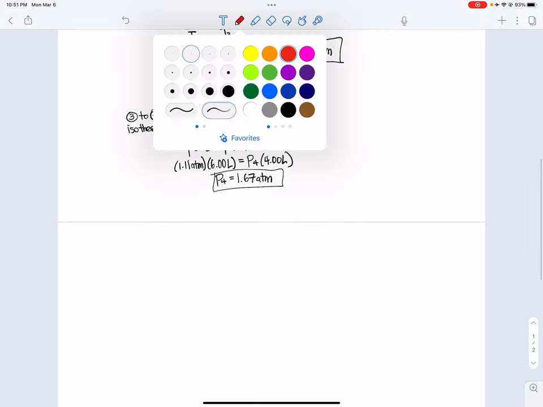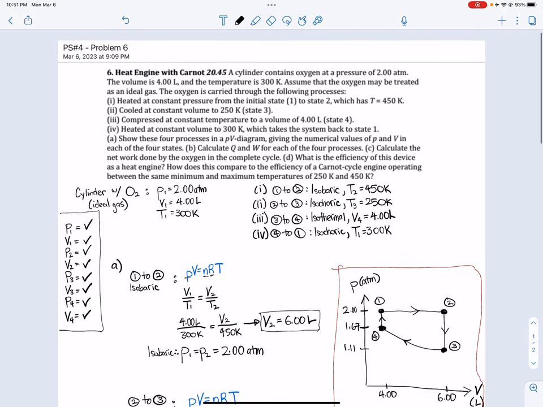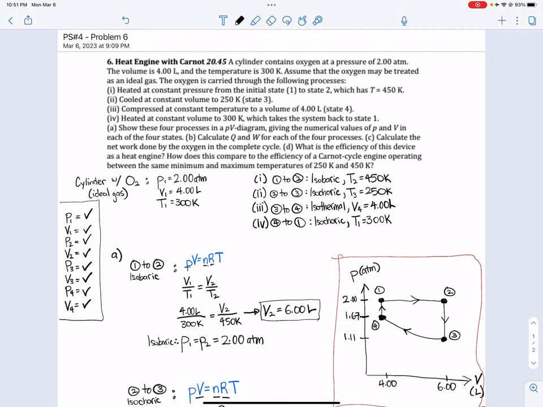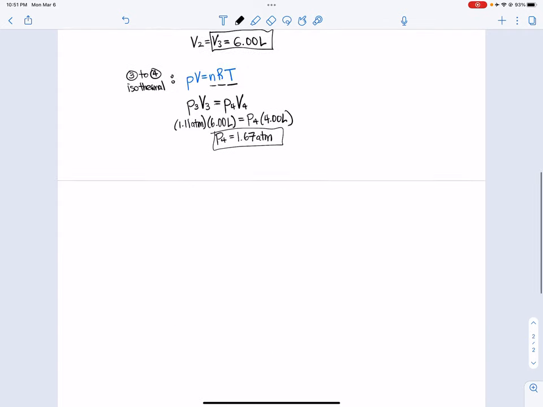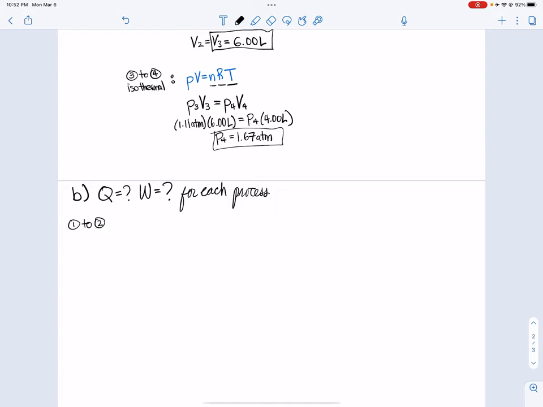All right, moving on to part B. Calculate Q, or heat transfer, and W, or work, for each of the 4 processes. Okay, I could do that. So part B, find Q and W for each process. Okay, let's start with process 1, or this process from state 1 to state 2, which again is isobaric, right? Constant pressure.